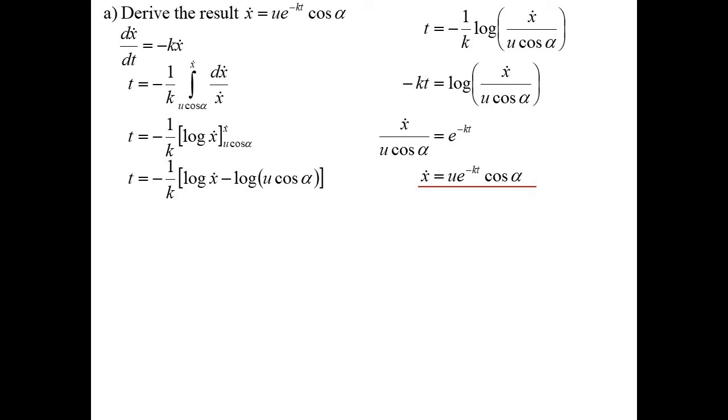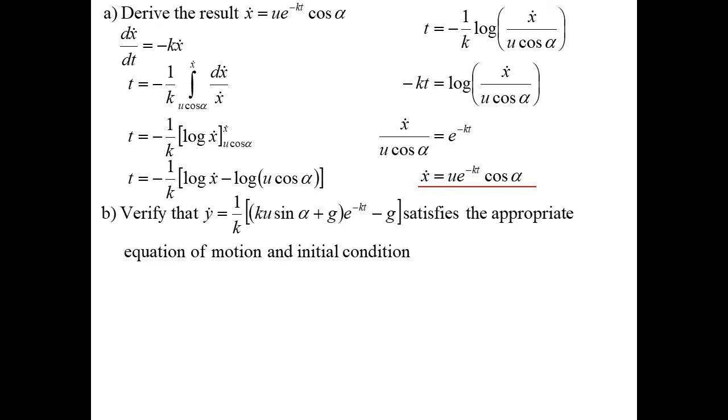All right, let's rearrange it all then. So t is minus 1 on k. Use our log laws, bring that all into one function there. Multiply out by k, exponentiate, and we get that x dot is u e to the minus kt times the cosine of alpha. Okay, that was the first part of the question.